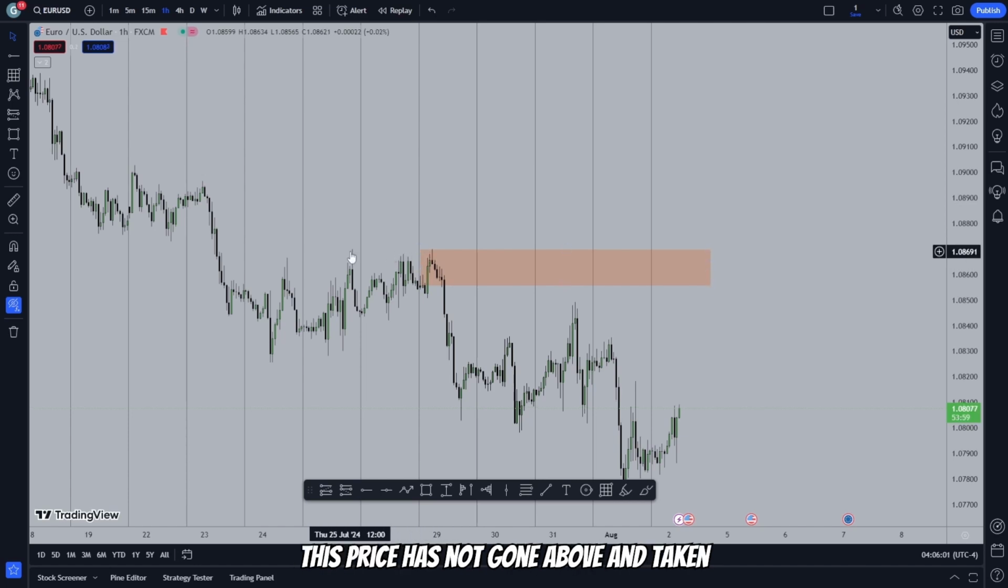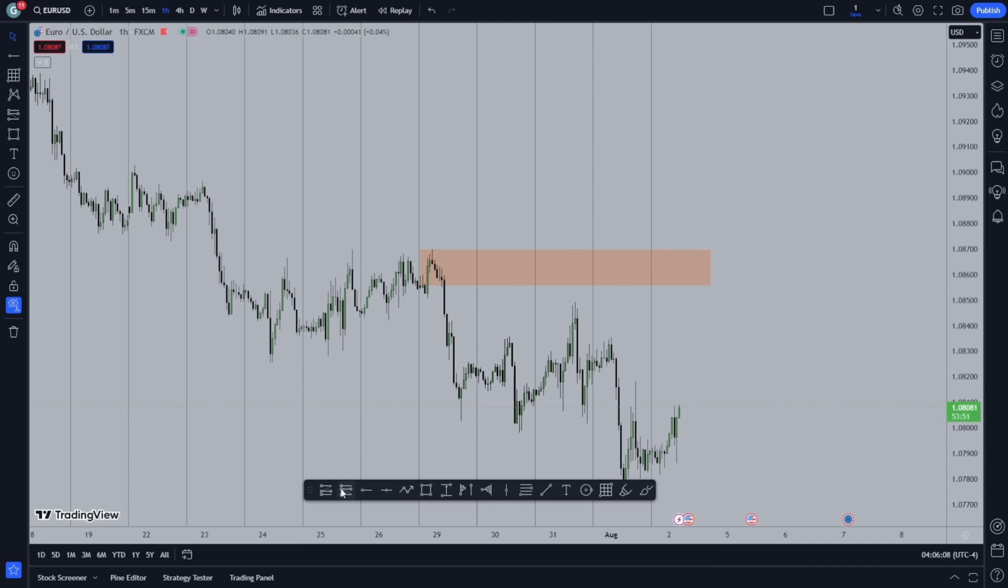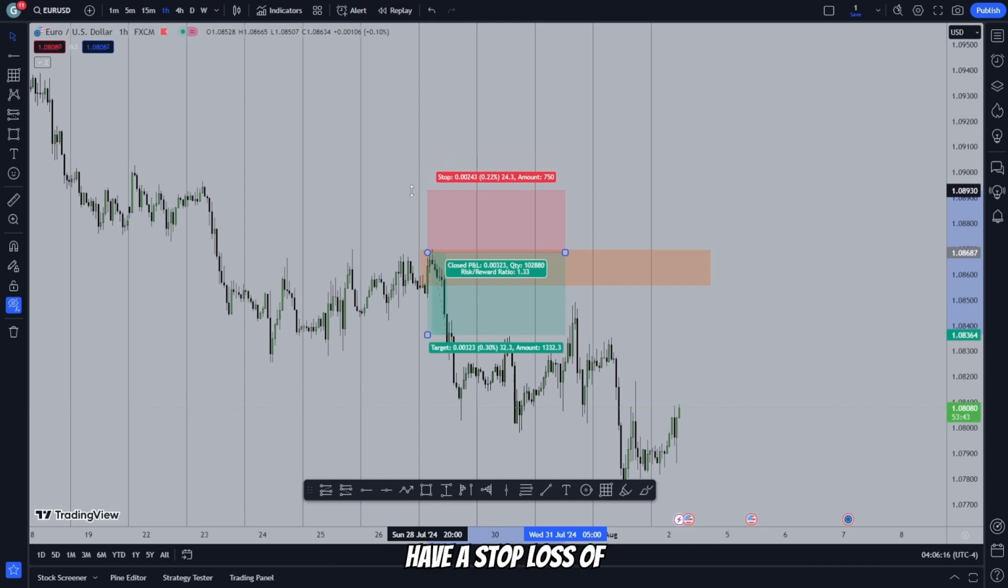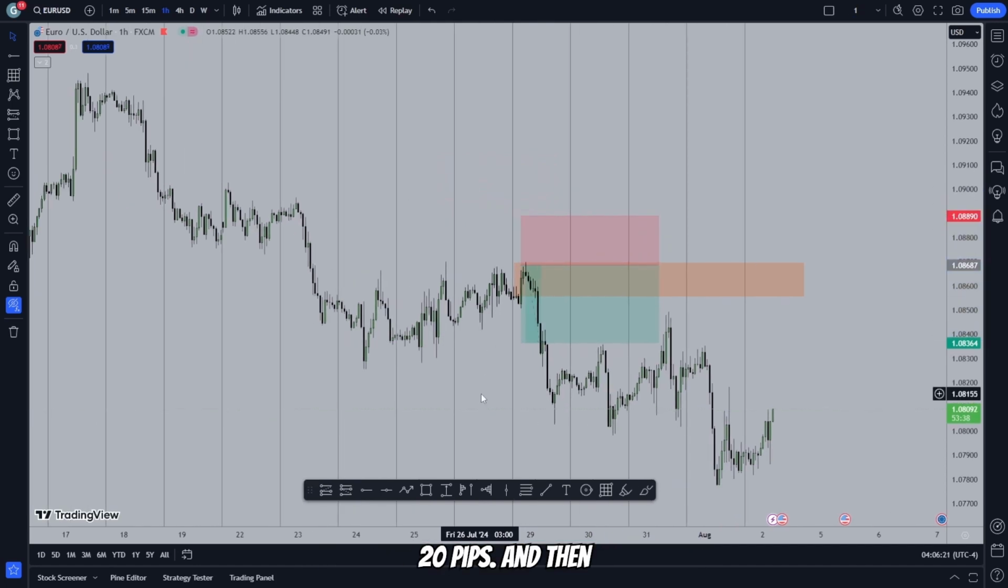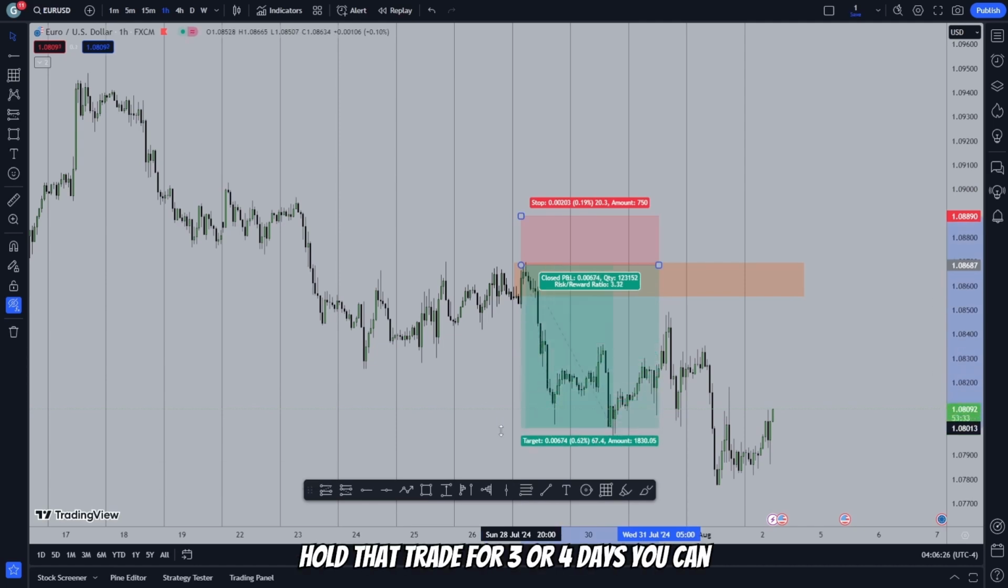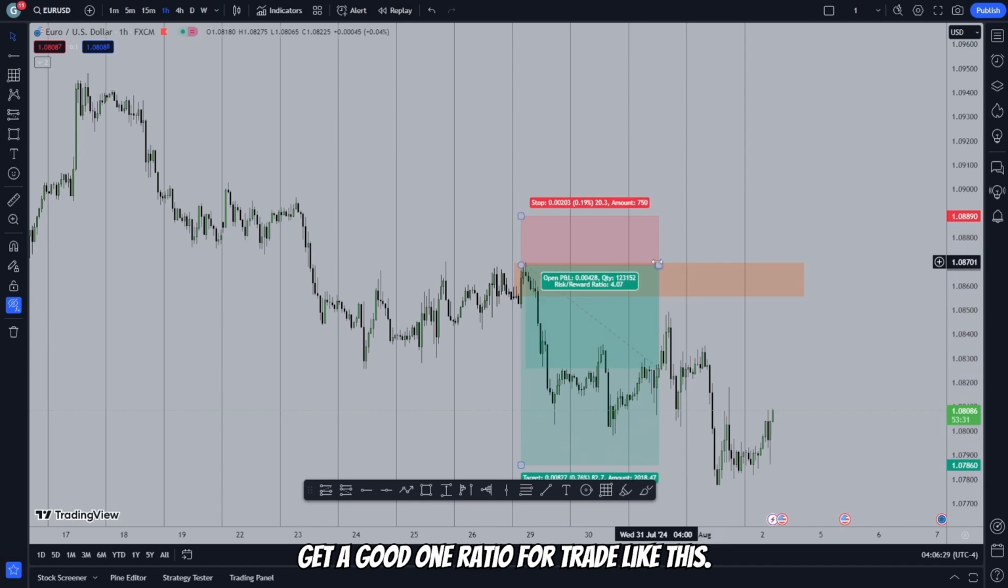Now you'll ask why this price has not gone above and taken this buy side liquidity, right? It could have gone and taken this buy side liquidity also. But that's why we will have a big stop loss, because we never know. Price can go a little bit more up and take this high also, and then it can fall down, right? That's why we have a stop loss of 20 pips minimum. And then you got one good entry, just hold that trade for 3 or 4 days. You can get a good 1:4 trade like this.